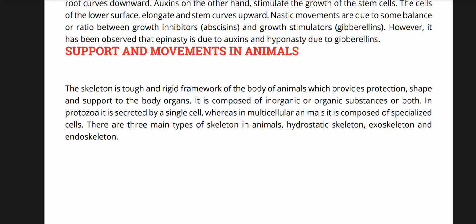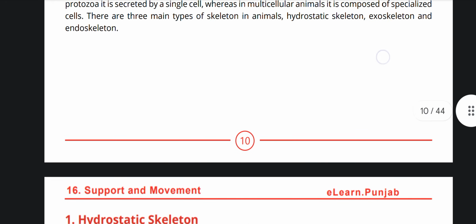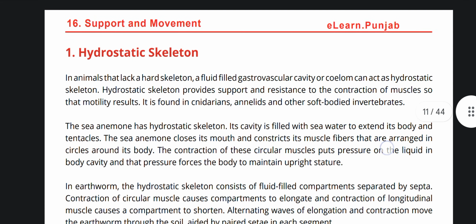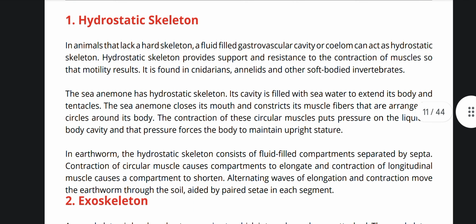There are three main types of skeletons in animals: hydrostatic skeleton, exoskeleton and endoskeleton. Hydrostatic skeleton. In animals that lack a hard skeleton, a fluid-filled gastrovascular cavity or coelom can act as a hydrostatic skeleton. Hydrostatic skeleton provides support and resistance to the contraction of muscles so that motility results. It is found in cnidarians, annelids, and other soft-bodied invertebrates.